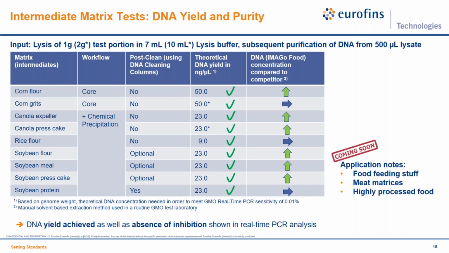I've also indicated what's coming next. So we're heavily working on completing and extending with different matrix types. So we are targeting food and feeding stuff. We already have validations for food and feed components, but we also want to cover the whole food and feed matrix types. We are working on meat matrices, and then finally closing with highly processed matrices. So watch out, there are going to be some more application notes coming out in the next couple of weeks and months in order to get the DNA yield and the purity you need in order to run a subsequent real-time PCR analysis for your GMO in your food and feed matrices.